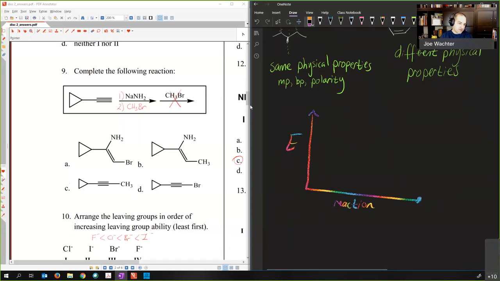Do you want us to label the specific reactants or products on the energy diagram? No, in that question, I just want the diagram. So if you want to label them, that maybe makes it easier, if it's wrong, for me to give you partial credit if I can see what you're doing wrong, but I'm mostly just grading on the shape of the curve.